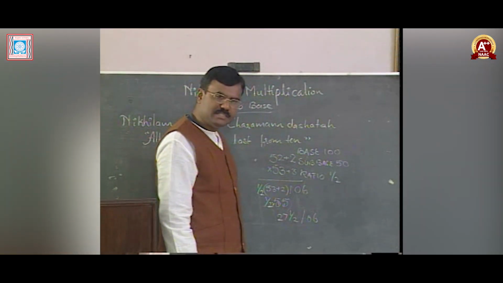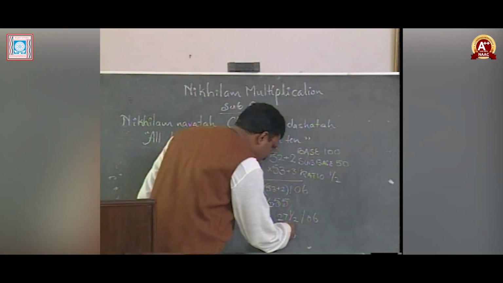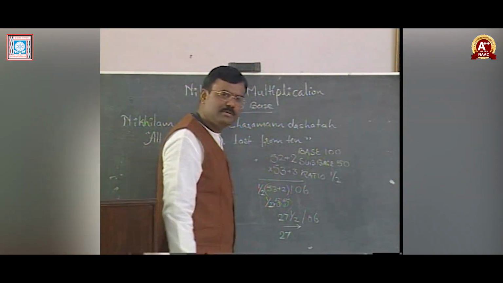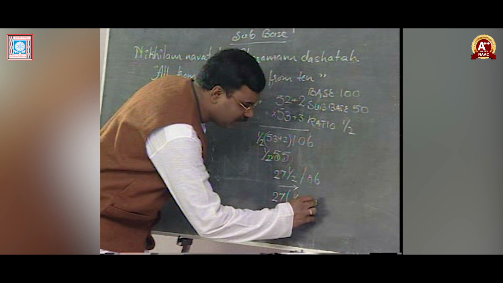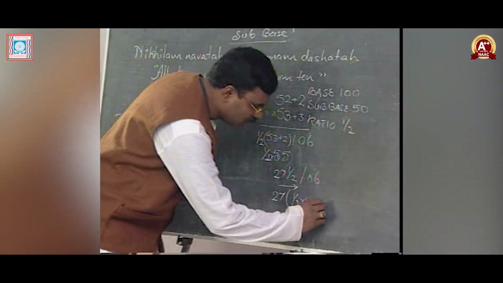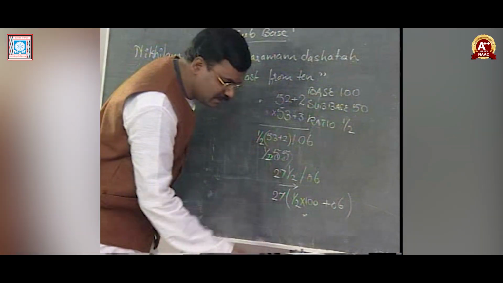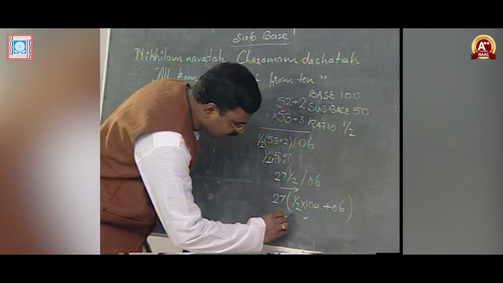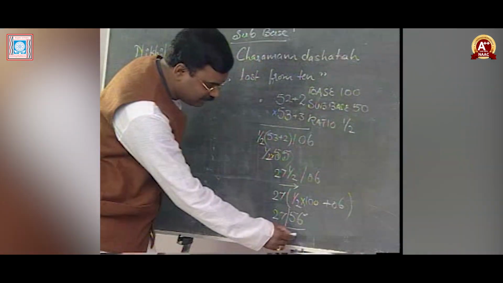Whenever you come across fractions like this 1/2 or any fractions, this is not added to the left part, this is only added to the right part. Hence 27 is only the left side of your answer, and half of the base, the given selected base is 100, is to be added to the right part of your answer. Half of 100 is 50. 50 plus 6 is 56. That means 27, 56 is your answer. Left part is 27, right part is 56.